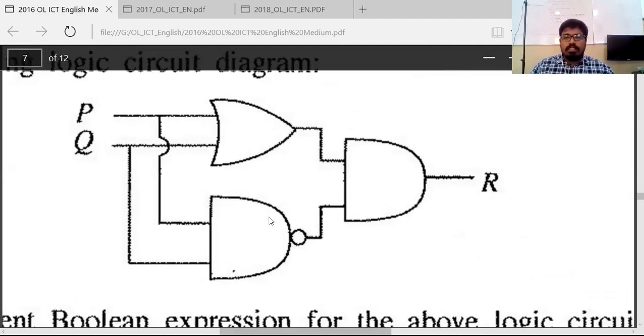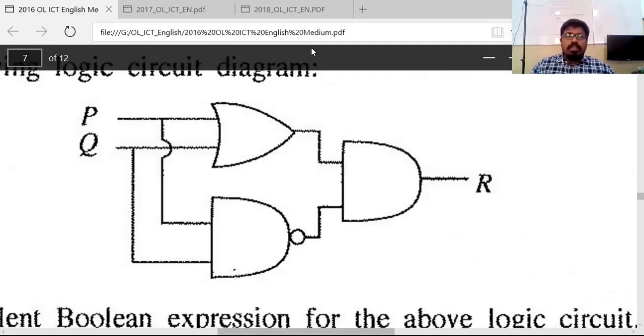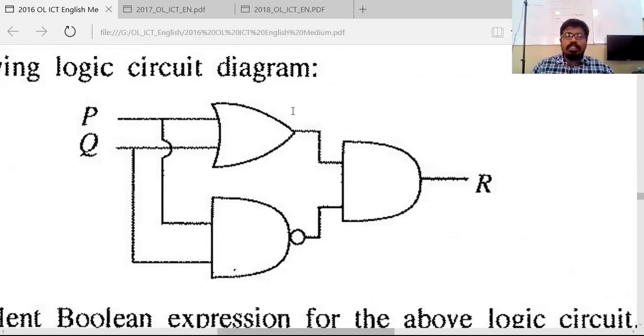I will write this one. So here, this is P, this is Q. So this is an OR gate. I will say P plus Q. I have to put the bracket here. Right? This is P, this is Q. P and Q holding bar. Why? It is a NAND gate.